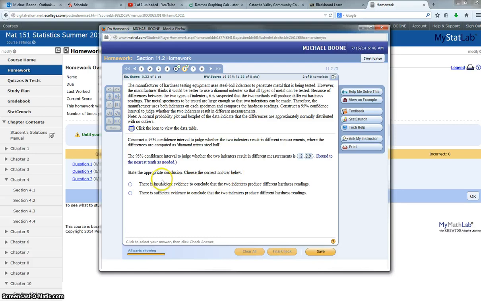And then state the appropriate conclusion. When we're looking at this, is 0 in our confidence interval? It is not in our confidence interval, therefore we do have sufficient evidence to conclude that the two indenters produce different hardness readings.